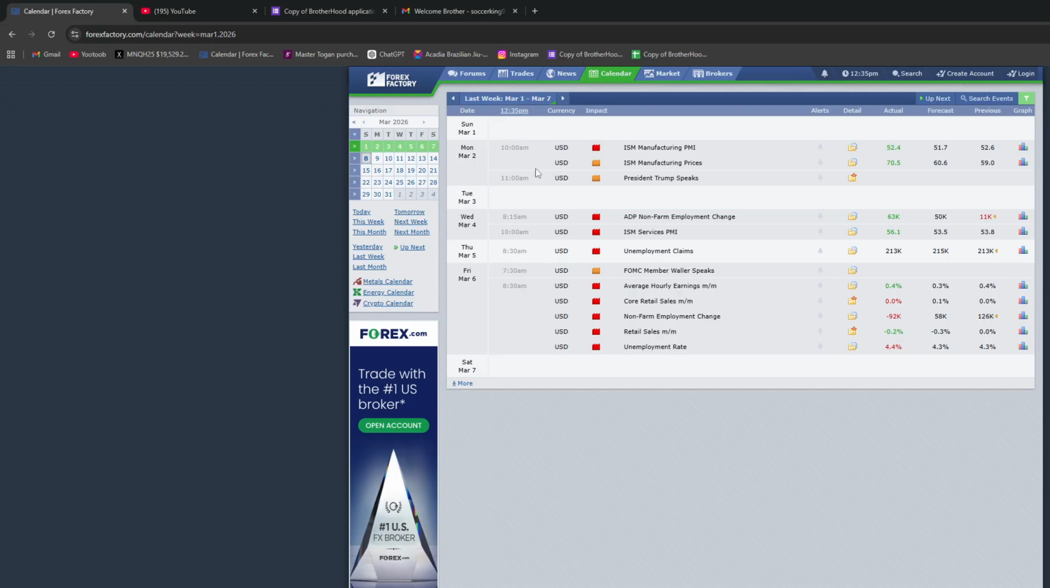First things first, I always start with the economic calendar. I'm interested in the red and orange folders in the morning session. So, Monday, Wednesday, Thursday, Friday. Let's start on a weekly and daily chart. That's how I start every single week. So, let's start on that.